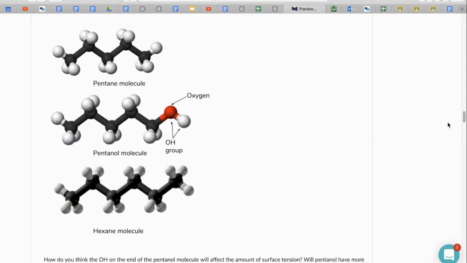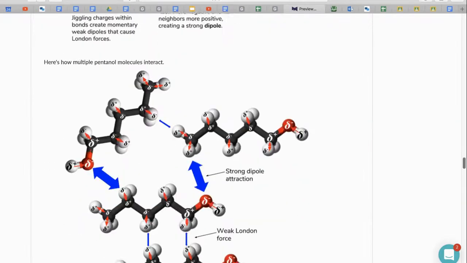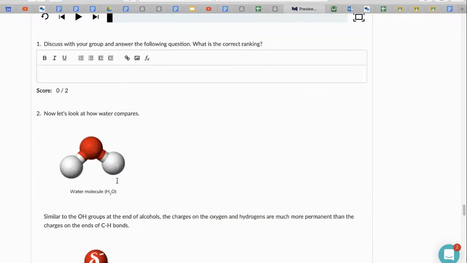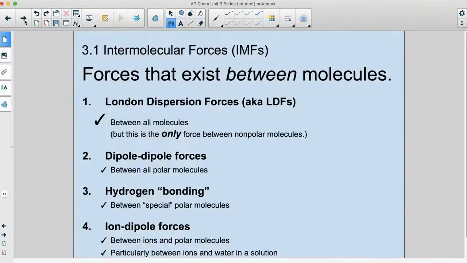Polar molecules can have dipole-dipole forces, and special polar molecules, like water, can do hydrogen bonding, and we'll talk about that in a little bit. On our slides again, we want to label and list our intermolecular forces. First, London dispersion forces. All molecules have London dispersion forces. However, nonpolar molecules only have London dispersion forces because they have no polarity. Second, dipole-dipole forces. These are for all polar molecules, because they have permanent dipoles that can interact.